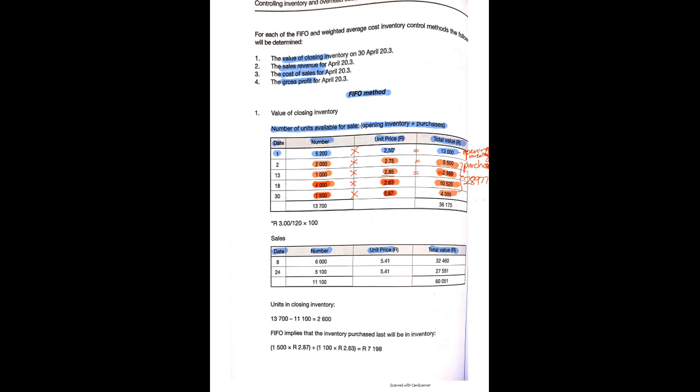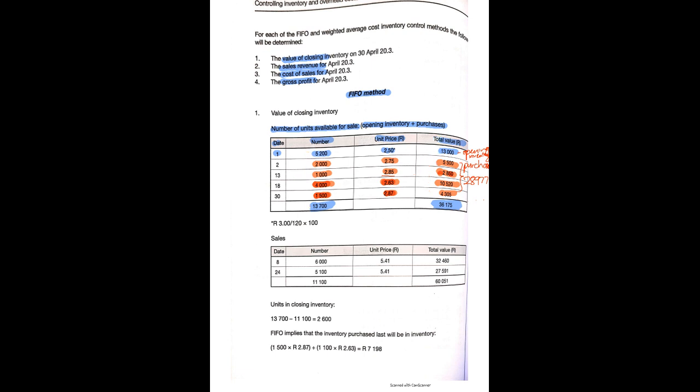And collectively, as you can see here now, and I'm just going to change the color back to blue, you have 13,700 units that are available for sale, which is a sum of all of these opening inventory plus your purchases. And then your total worth of the inventory that's available for sale is 36,175, which again is just adding up everything in this last column. Okay, so let me just remove all this. This is your first table that's drawn up.